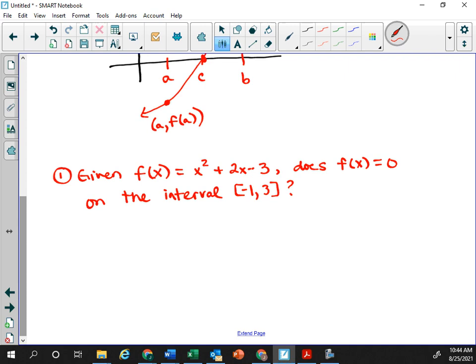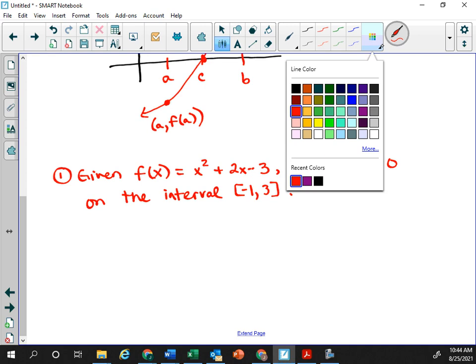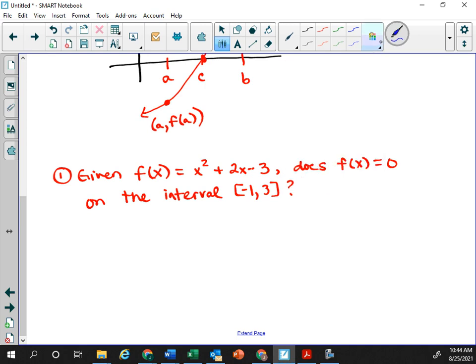This is not just a yes kind of answer, okay? It'll usually say justify with the IVT, something like that. So there's a very formulaic way you have to answer questions like this, and I'll walk you through that.